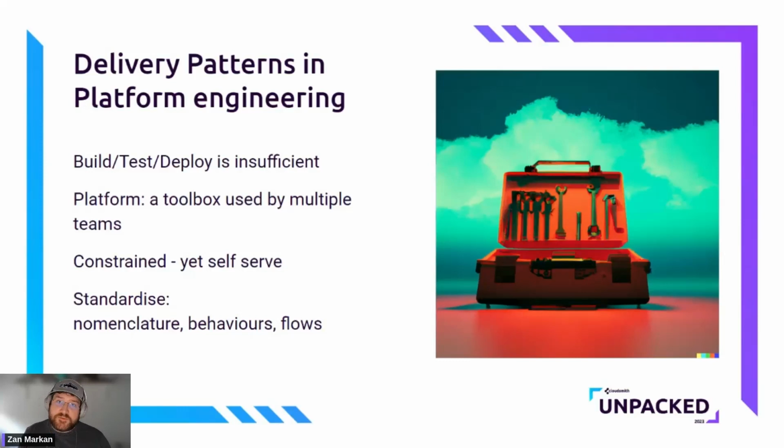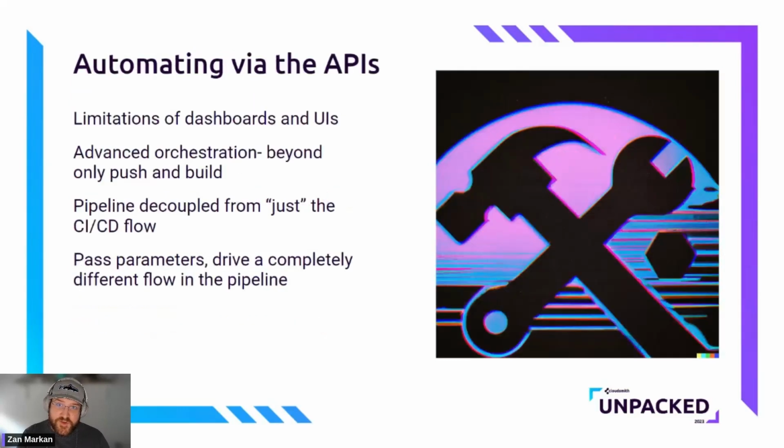So yeah, that's why delivery patterns are very, very important, especially in large engineering organizations. So let's look at a few and see how and why they might come in handy for you. The first one, and probably the most important one, and where everything begins and ends, is using the APIs.